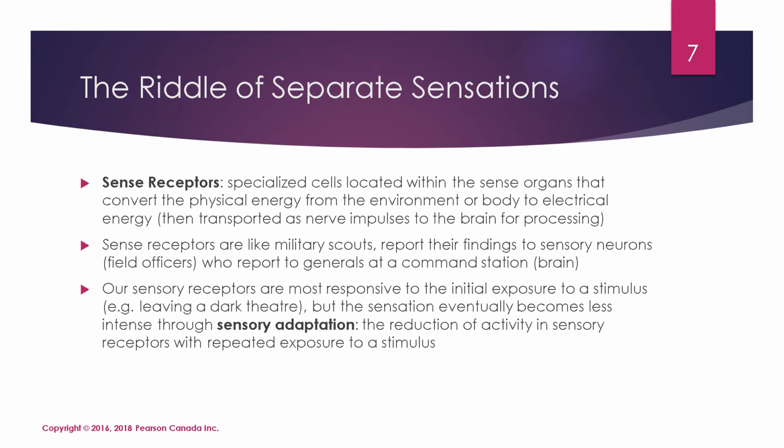So our sense receptors, as I've mentioned, are specialized cells located within the sense organs that convert the physical energy from the environment or body to electrical energy, which is then transported as nerve impulses to the brain for processing. In that way, we can think of our sense receptors like military scouts. They report their findings to the sensory neurons, which are like the field officers, who report to generals at a command station, which would be your brain. So you can think of it as that process.